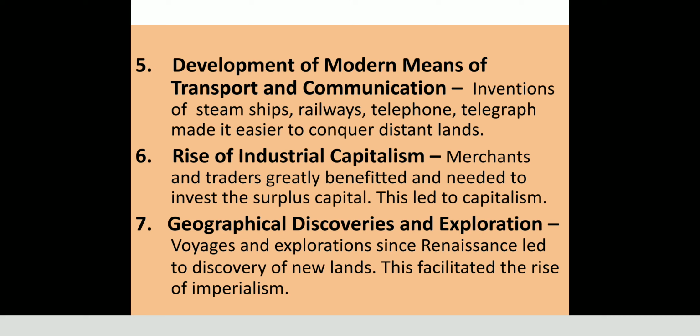Then the rise of industrial capitalism. We see that with trade and the industrial revolution, the merchants and traders were greatly benefiting. They were making huge profits. So they needed a place to invest all the surplus, the extra profit that they were making. They needed to set up new industries, new places. They required to invest more. So this again led to industrial capitalism, which further led to imperialism, because they had to make new investments to make new profits, which further led to acquiring new colonies.